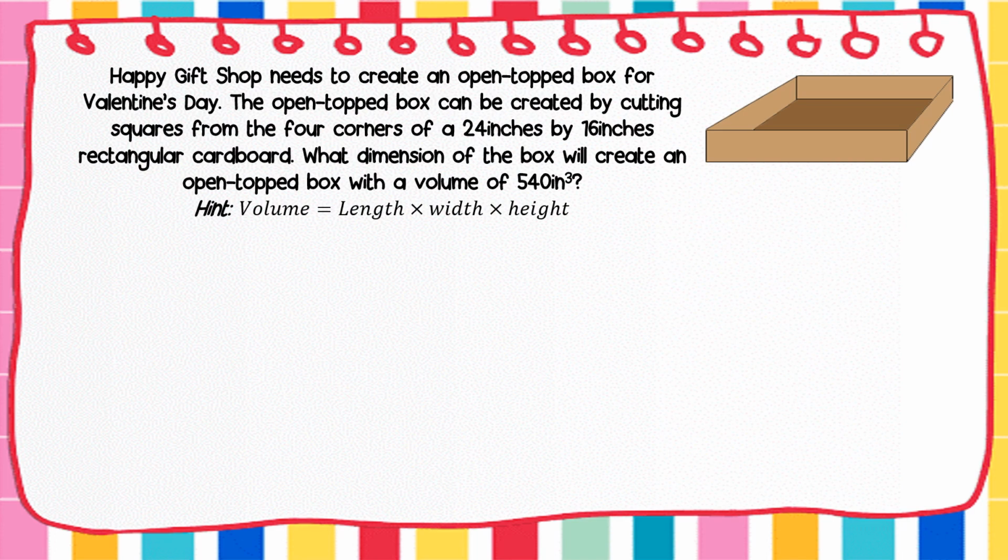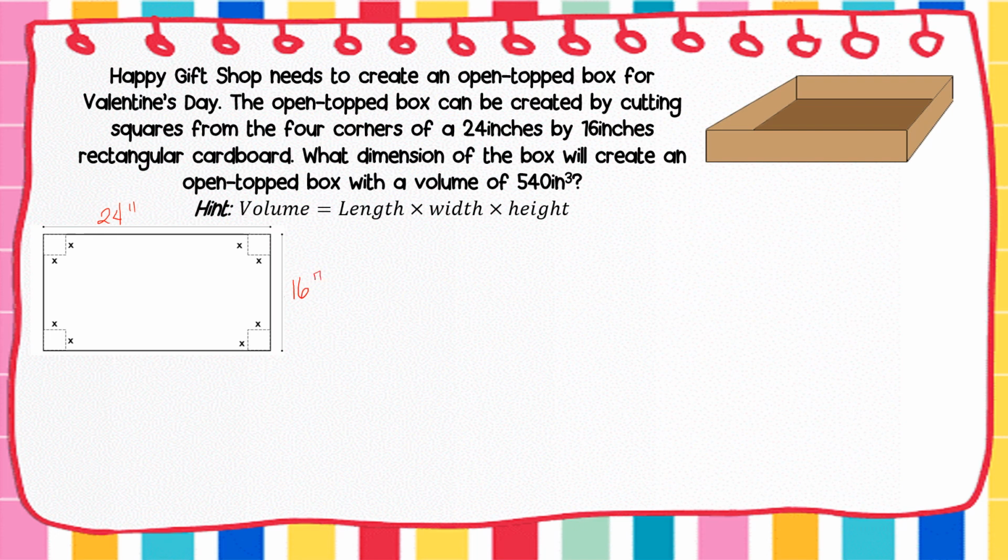Ito yun, open top, ibig sabihin box na walang takip. At ito daw ay manggagaling sa isang cardboard, ayan, na ang sukat ay 24 inches by 16 inches. Gugupitin daw to, itong squares na ito. Ayan, para kapag itinupi, itatayo sa buo ng ating box. Now, what is the dimension of the box? Meron tayong hint. Sabi dyan, ang volume daw ay equal sa length times width times height. Now, length is haba. So, gamitin natin itong si 24.